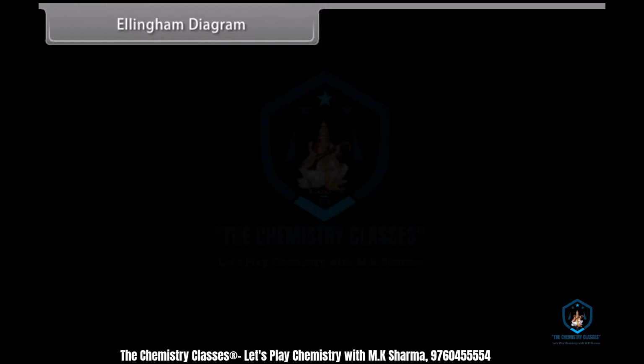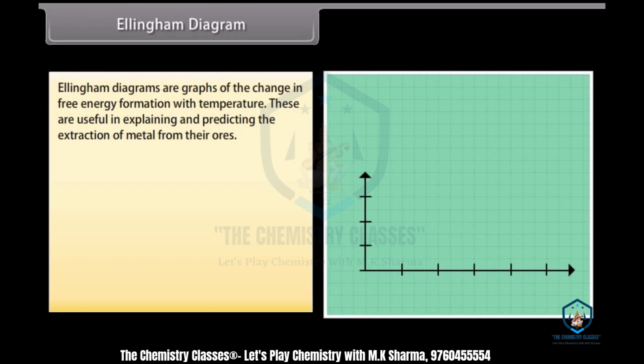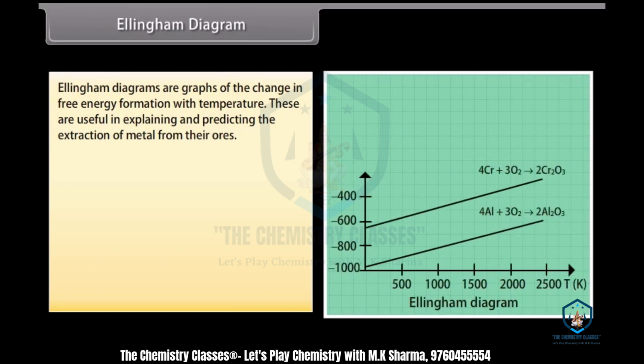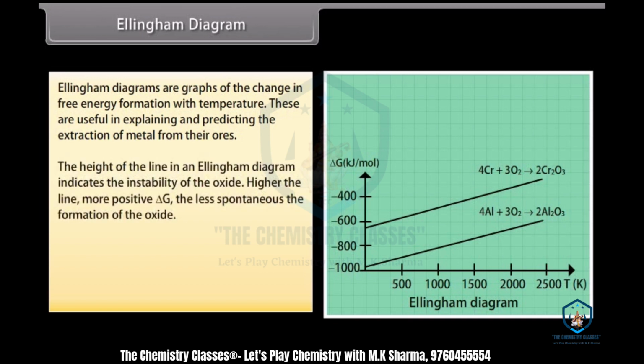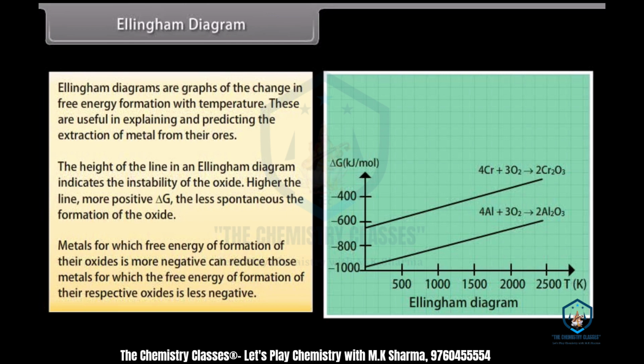Ellingham diagram. Ellingham diagrams are graphs of the change in free energy of formation with temperature. These are useful in explaining and predicting the extraction of metals from their ores. The height of the line in an Ellingham diagram indicates the instability of the oxide. The higher the line, the more positive delta G, and the less spontaneous the formation of the oxide. Metals for which the free energy of formation of their oxides is more negative can reduce those metals for which the free energy of formation of their respective oxides is less negative.